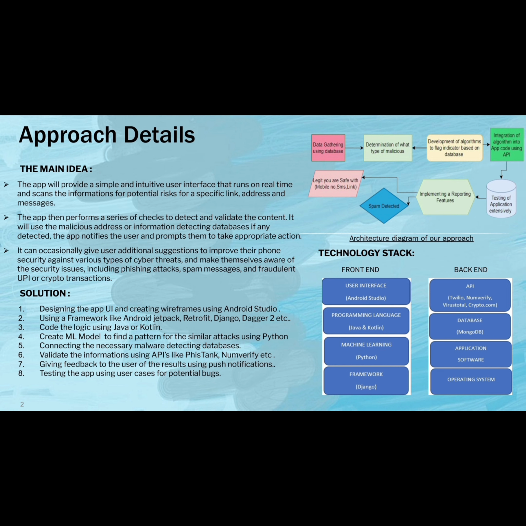The app then performs a series of checks to detect and validate the content. It will use the malicious address or information detecting databases if any detected. Then the app notifies the user and prompts them to take appropriate action. Once the app has scanned for potential risks, it should then perform a series of checks to detect and validate the content. The app can also use various databases that can contain information about the known malicious addresses or messages to check if there are any matches. If any risk is detected, the app should immediately notify the user and prompt them to take appropriate action.